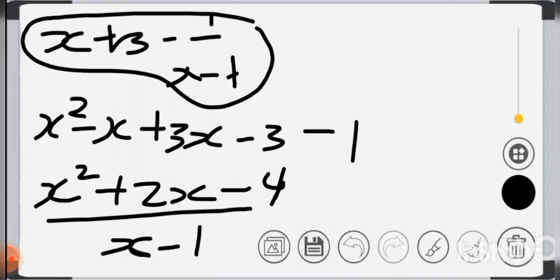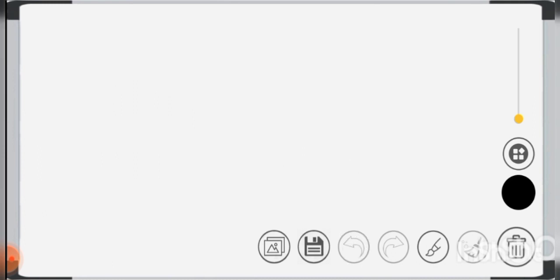So this is how you divide polynomials. You can just say, okay, let me just look at how to express or evaluate partial fractions.